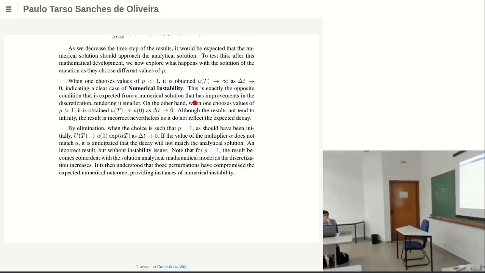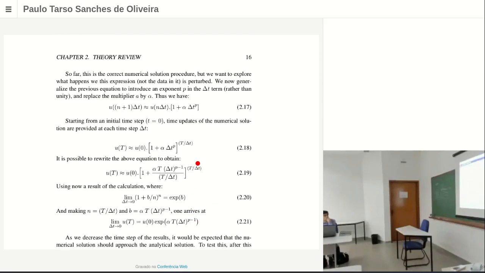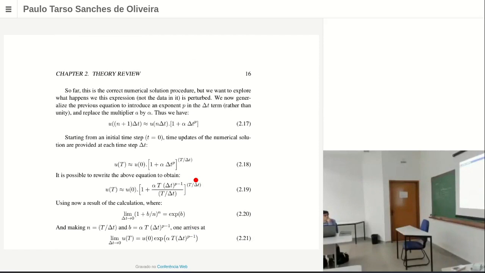So let's move to page 16. What kind of mistake am I going to consider? I'm making this mistake here. Instead of having the multiplier a, which would be the correct one, I'm using another number, alpha. And instead of having this raised to the power of 1, I'm using power p. Something else, something different, just because we made a mistake. How is this mistake interfering with the stability of the solution?